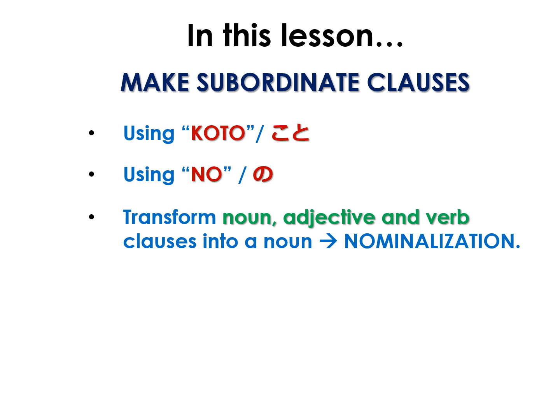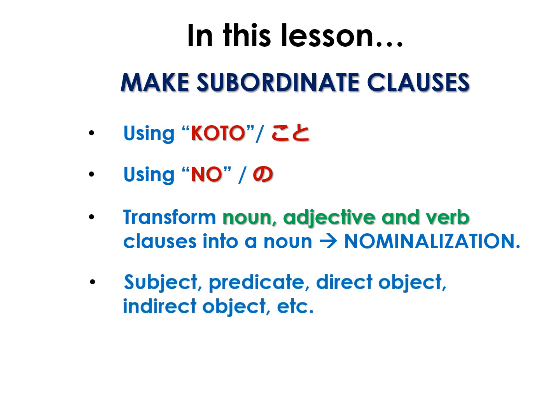In essence, these two transform whole sentences that end in either a noun, adjective, or verb into a subordinate clause. The subordinate clause becomes grammatically a noun and can substitute wherever a noun can be found within a sentence, whether that's a subject, predicate, a direct or indirect object, and so on. That process is called nominalization.